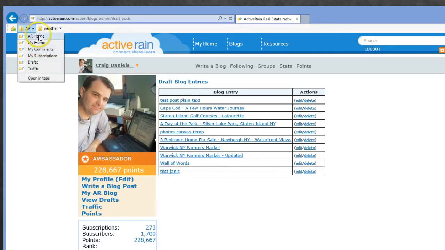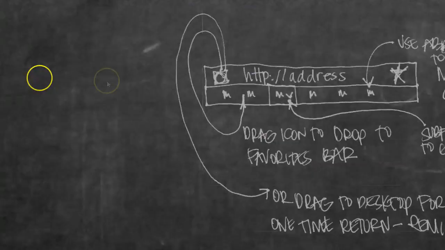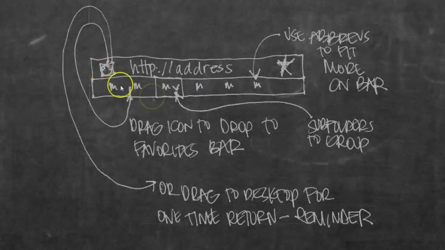Just that easy. You built a custom menu of your favorite ActiveRain pages, and it will help you quickly navigate the secondary pages of ActiveRain, and that's going to save you some time as to jumping all over the page, because there are certain pages that you like to frequently visit. It's a very helpful navigational tool that will help you in your web browsing. So there it is, we're leveraging our favorites bar and helping us to browse the web smarter and faster.